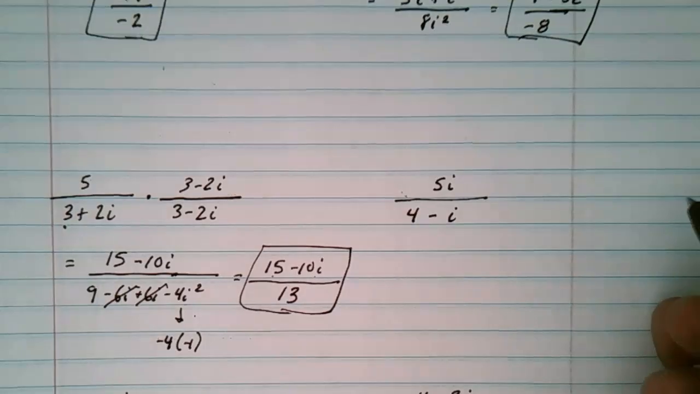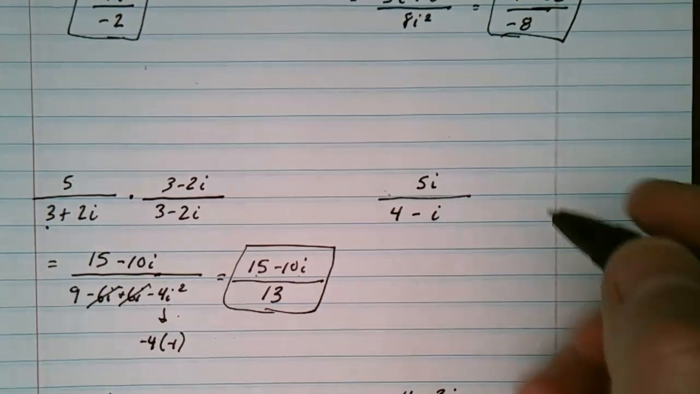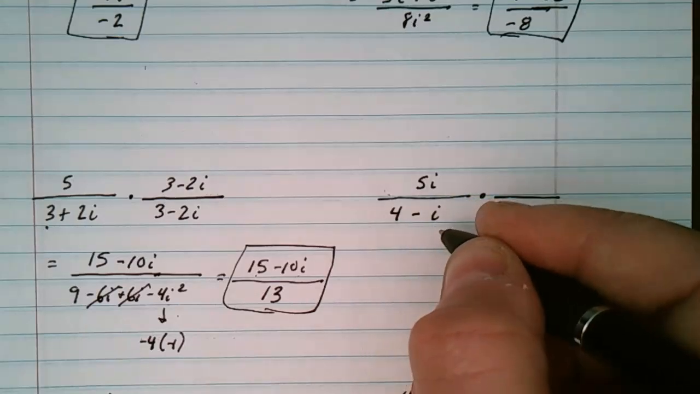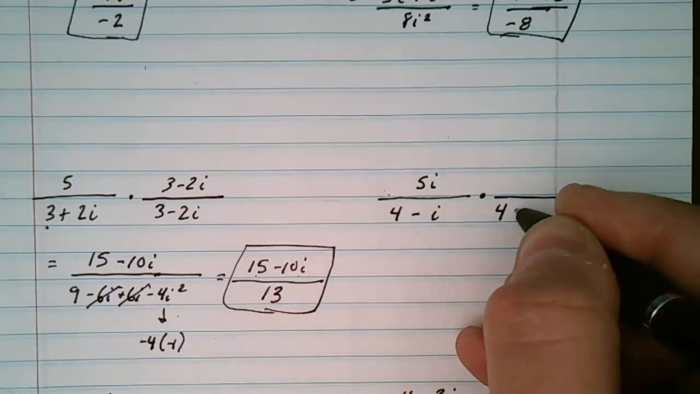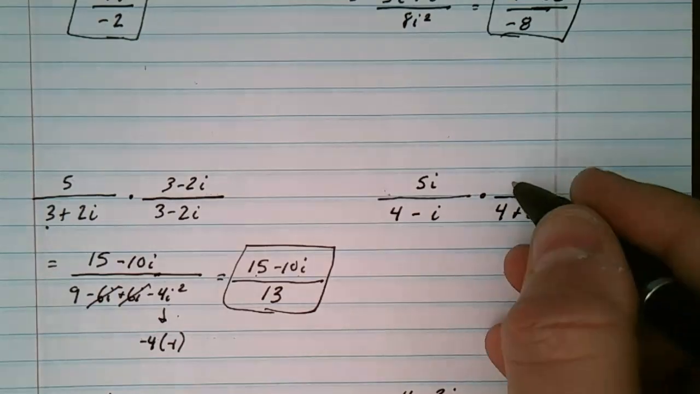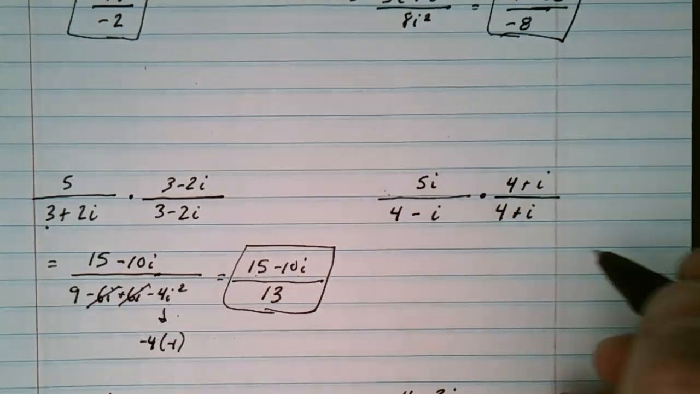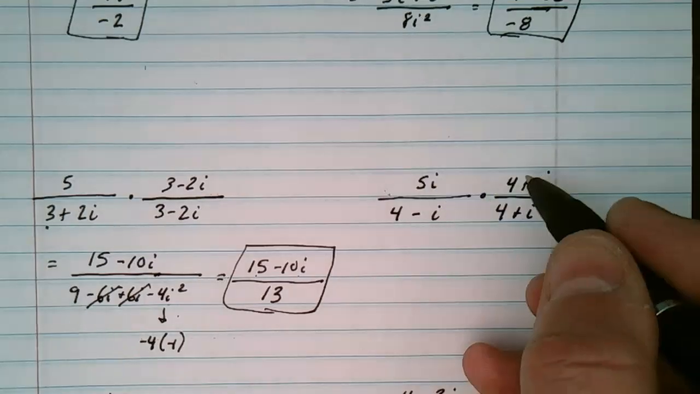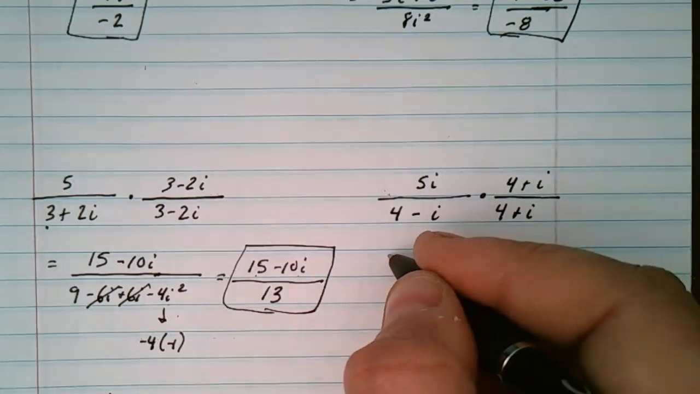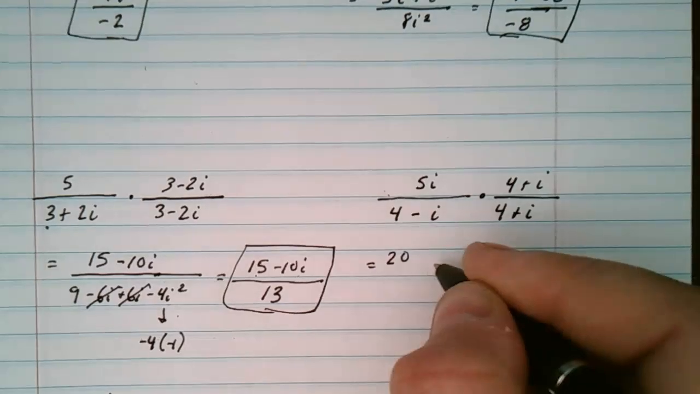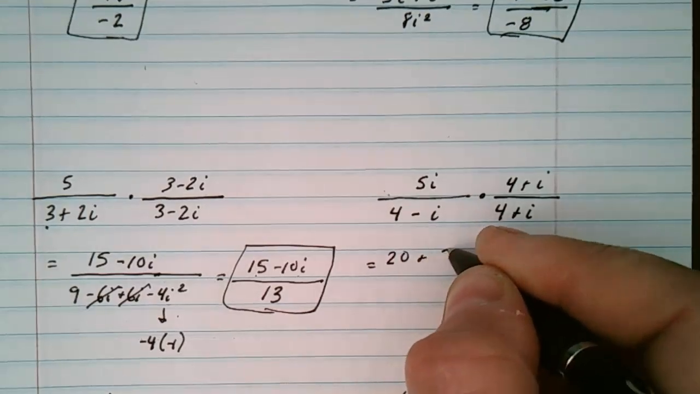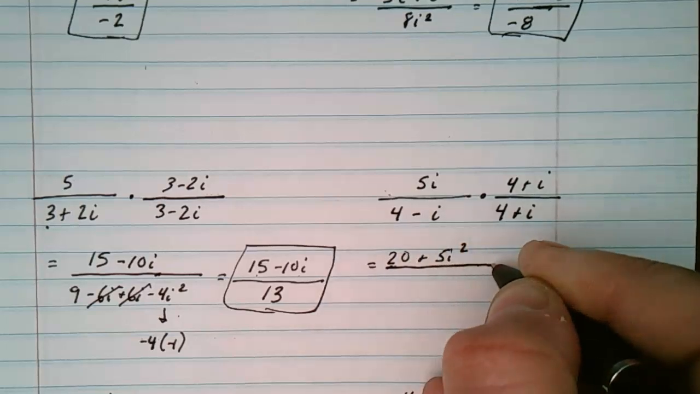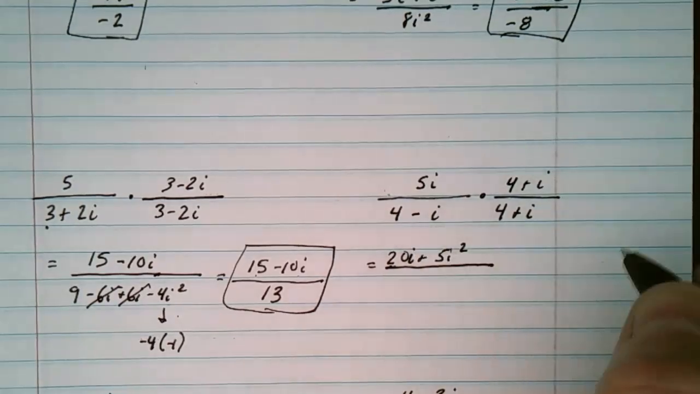Okay? Over here to this one, same concept. We have a complex number in the denominator. We're going to multiply by its conjugate, which is 4 plus i, top and bottom, which is the equivalent of multiplying by 1. 5i times (4 plus i) is going to give us 20i plus 5i squared. Okay, 20i, almost missed that one.